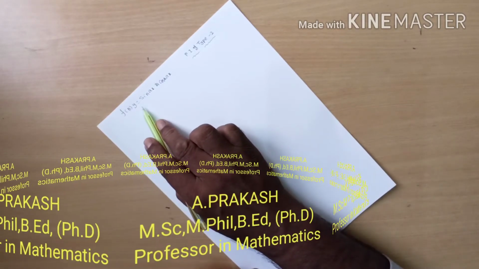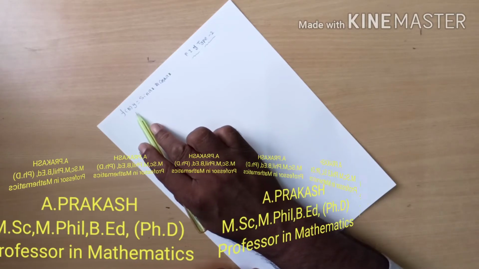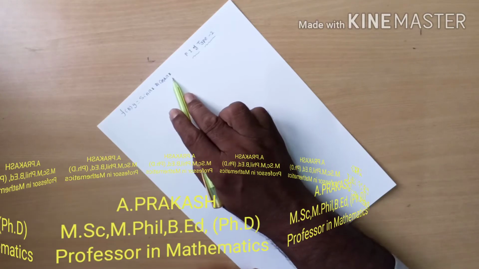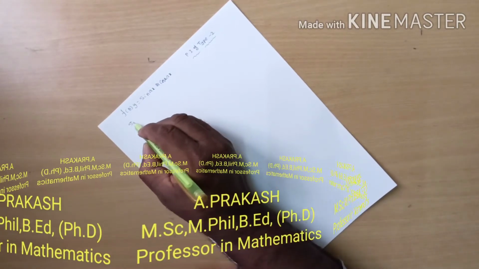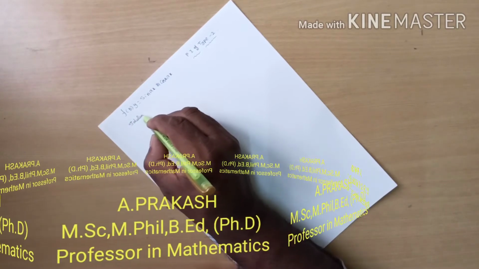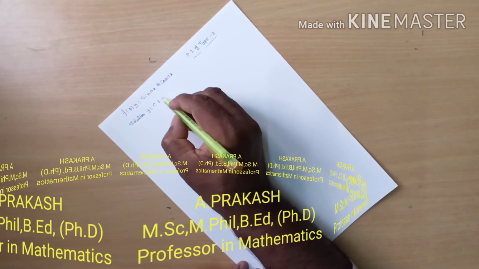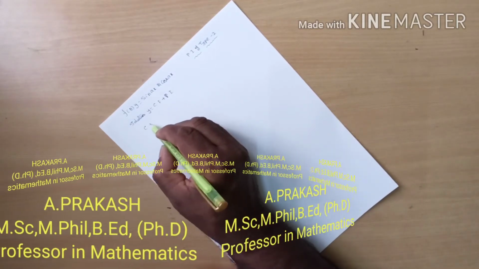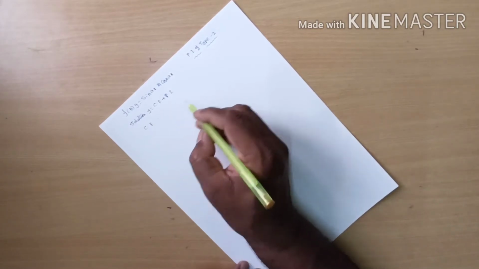Today we discuss the linear higher order differential equation with constant coefficients of the form f of D into y is equal to sin ax or cos ax. For this type of problem also, the solution is y is equal to CF plus PI. Here the CF is similar; you have to proceed as in the previous one.